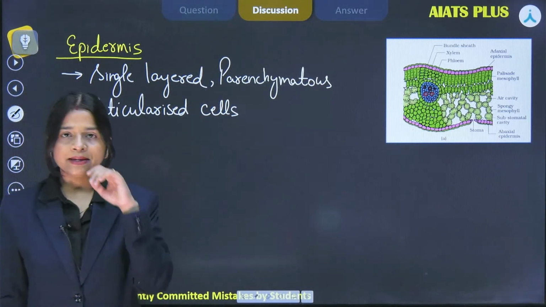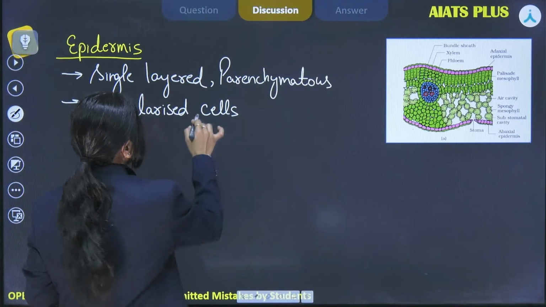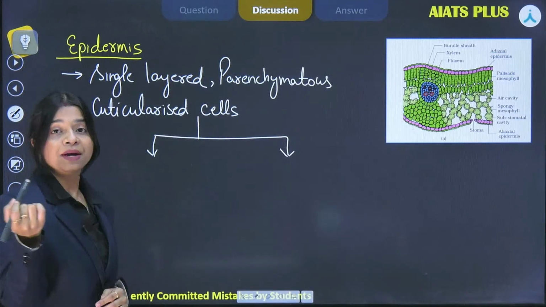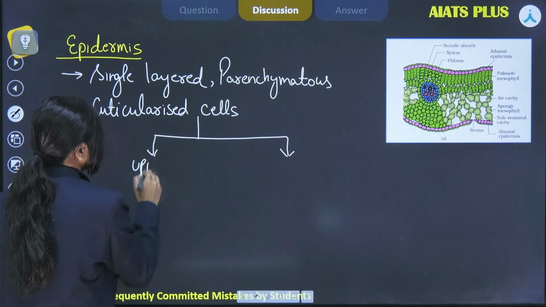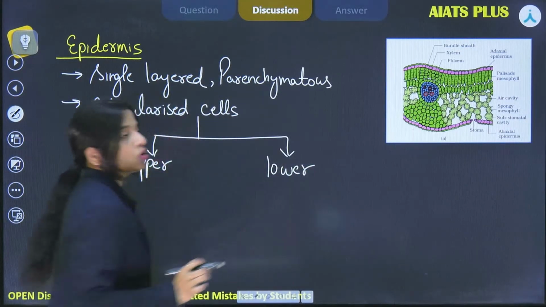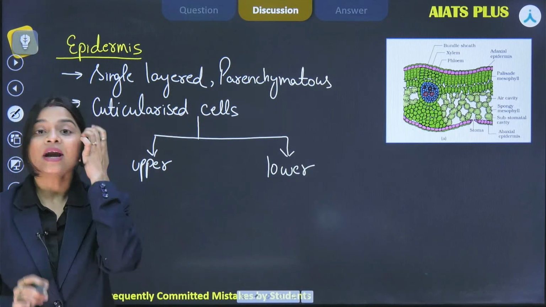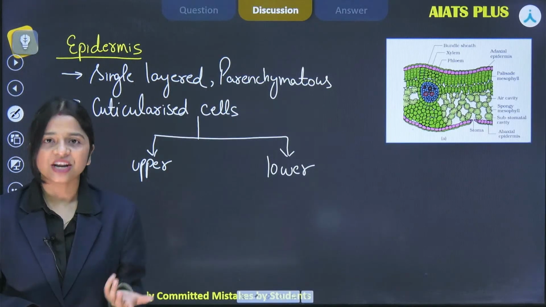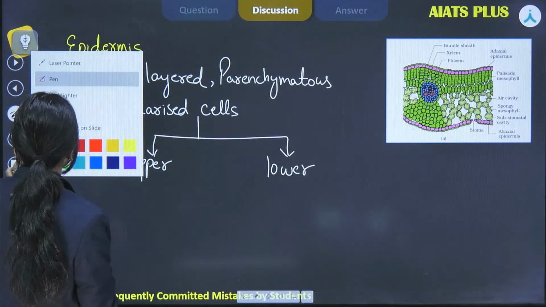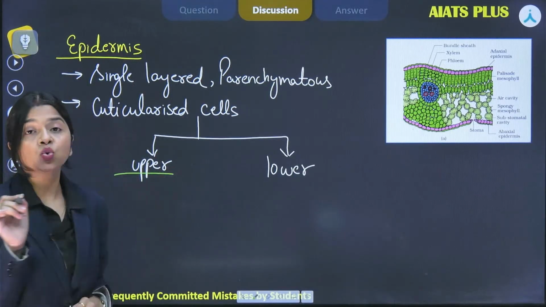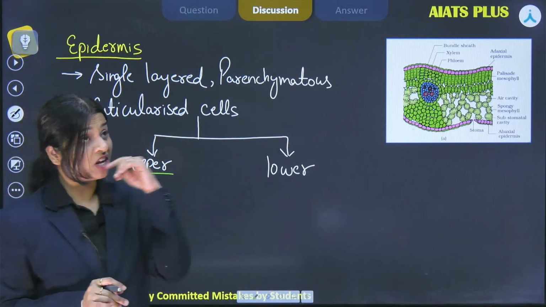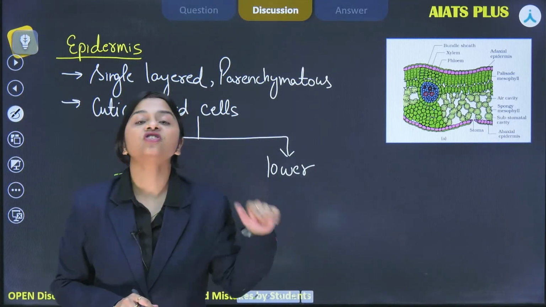Now we are dividing this layer into two regions, right? That is the upper epidermis and the lower epidermis. Upper and lower are general terms, so we have to give them specific terms. The terminology we use for upper is the word adaxial. Please keep that in mind. We make frequent errors in this: which is adaxial, which is abaxial.